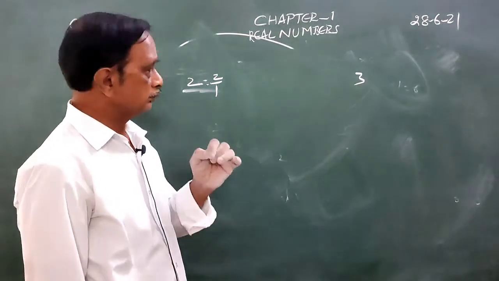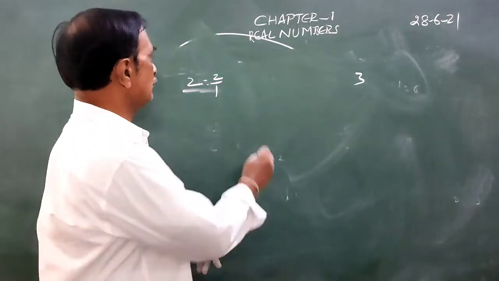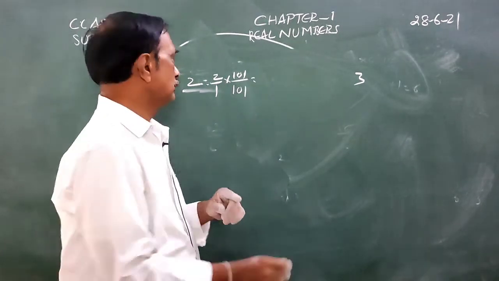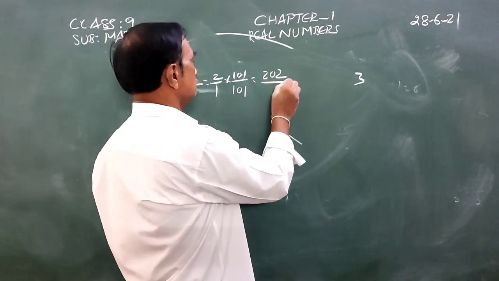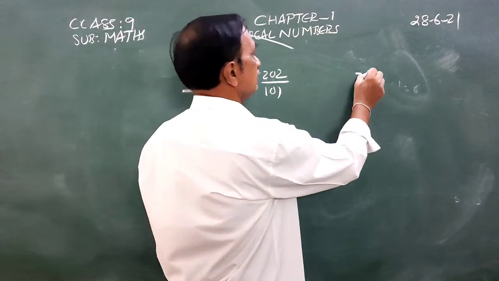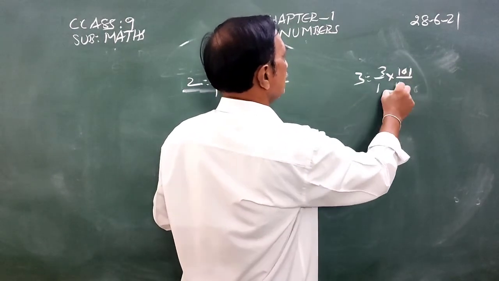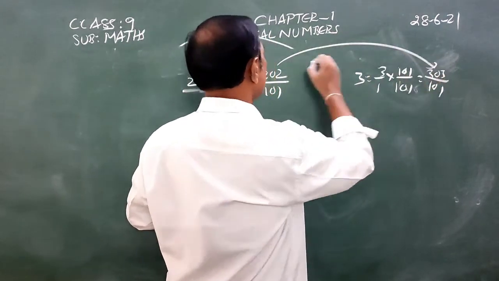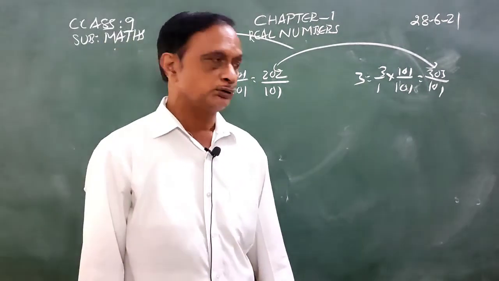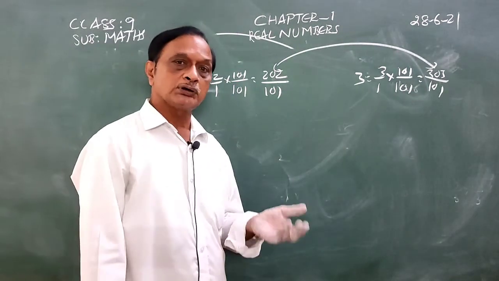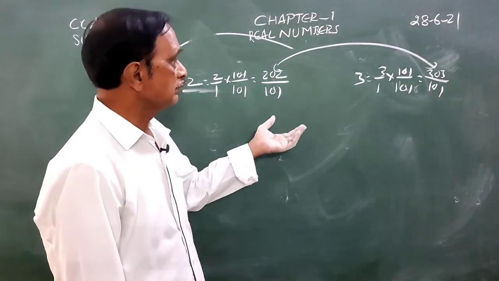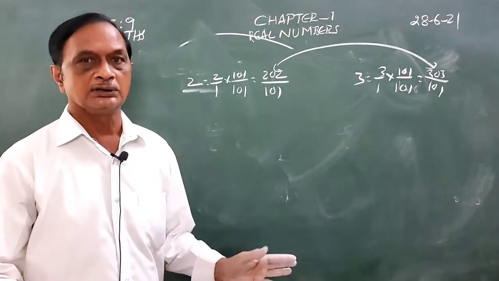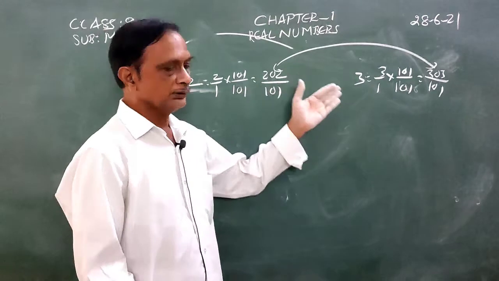As we need 100 rational numbers between 2 and 3, multiply numerator and denominator with 101, that is 100 plus 1. 2 into 101, 202 by 101. Here 3 means 3 by 1, into 101 by 101, 303 by 101. So can you tell the rational numbers between 202 by 101 and 303 by 101? 203 by 101, 204 by 101, 205 by 101, 206 by 101, up to 302 by 101 you can write. Like that you get 100 rational numbers between 2 and 3.